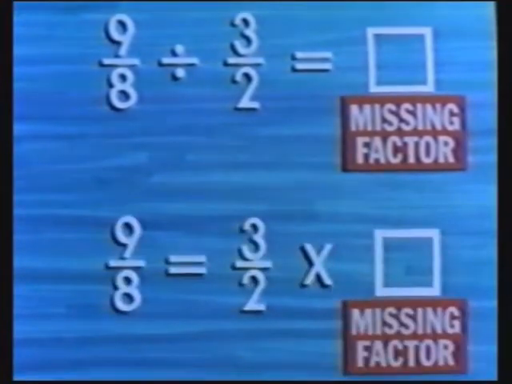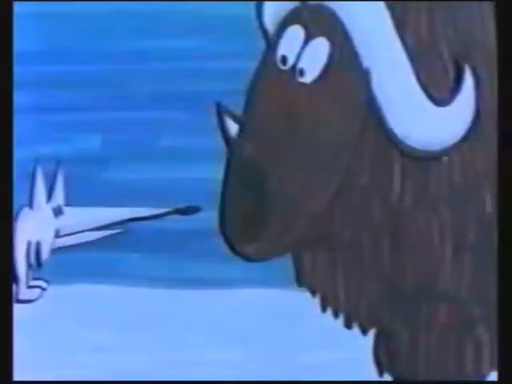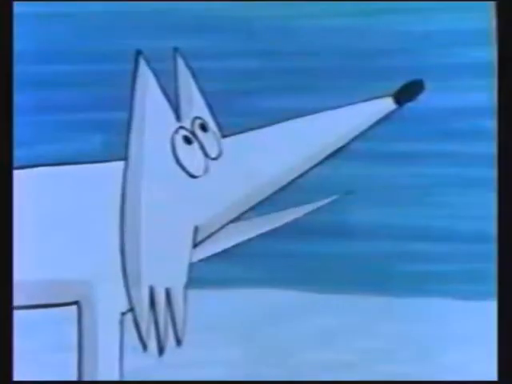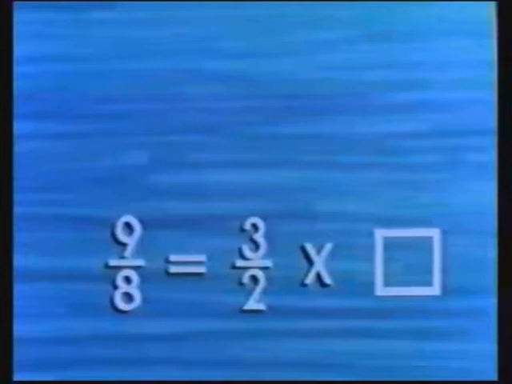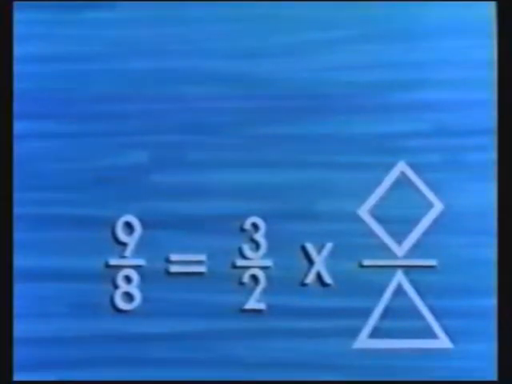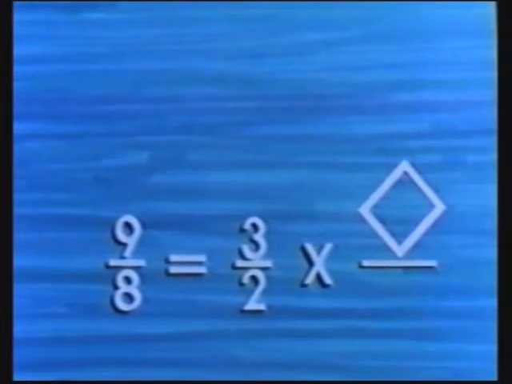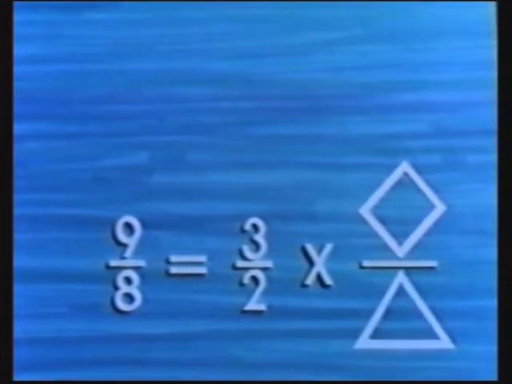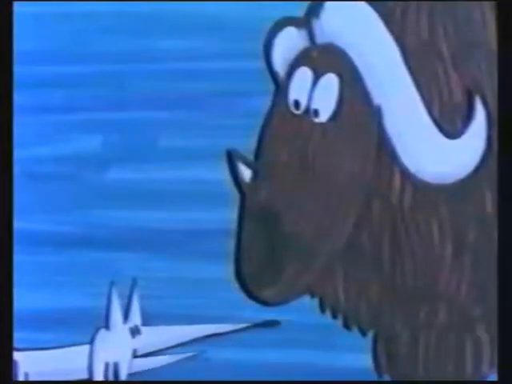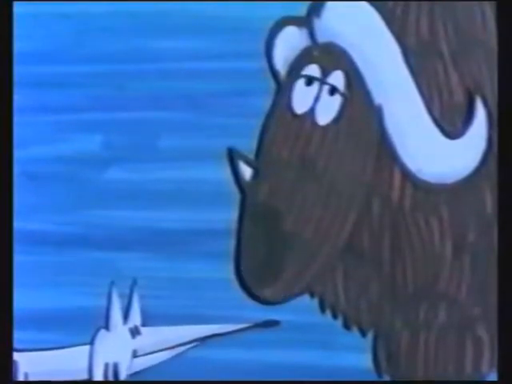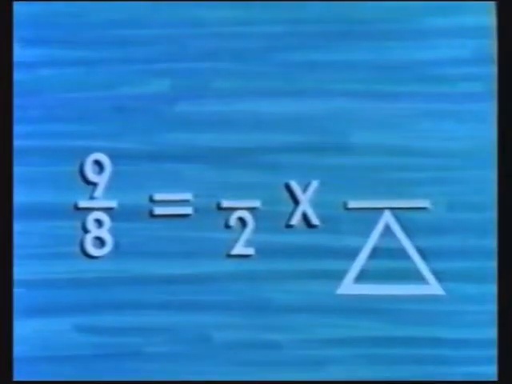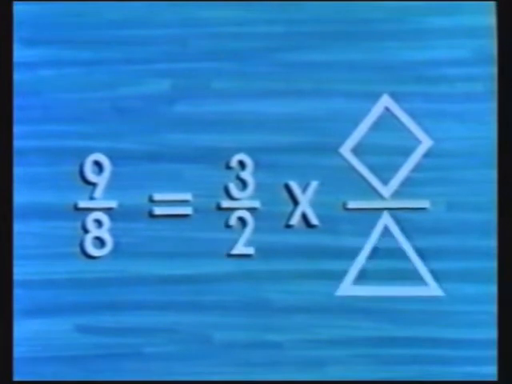You can change it to a multiplication problem. But since we're working with fractions, it will help to think of the missing factor in the form of a fraction. Then you want to find the missing numerator and denominator. Now, how do you multiply fractions? Well, you multiply numerators and then denominators.